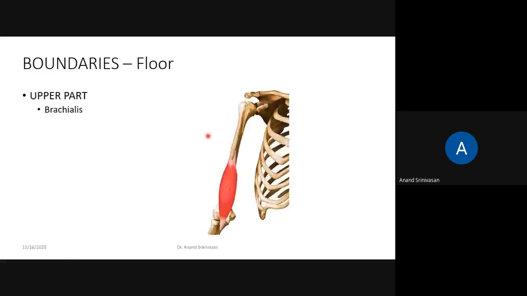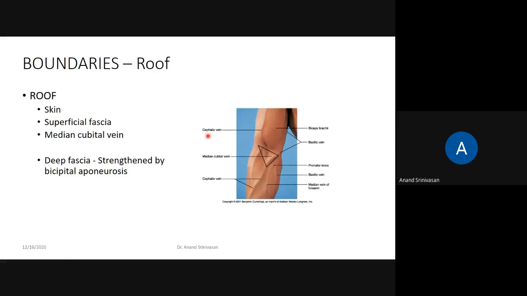So let's see what forms the roof. So the roof, the first one is the skin. Okay, the skin, and once you cut through the skin, you will be able to see the superficial fascia. Okay, the superficial fascia, and then the vein, the median cubital vein. Okay, by the way, did you find the answer? The median cubital vein. Did anybody find the answer?